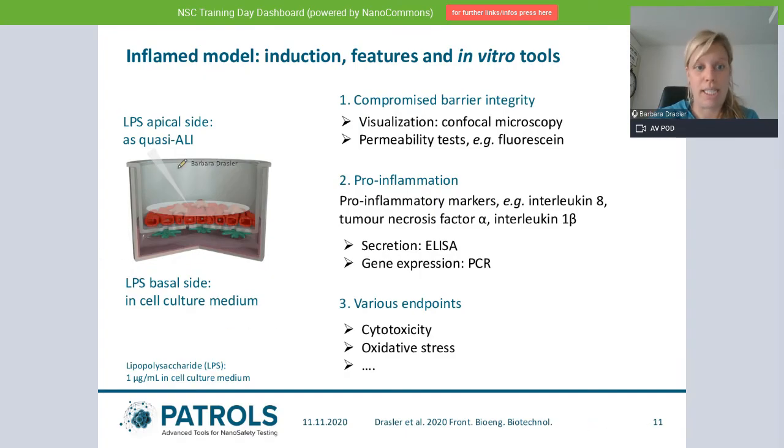We optimized this in our work so that LPS can be applied either from the apical side or from the basal side of the model. If we start with the apical side, this means from the top of the model, we apply LPS only as a thin layer of dispersion on top of the model. Why is this important? So that this liquid really evaporates and air-liquid interface conditions are preserved. Again, I'm pointing out that in lung research, this is very important.